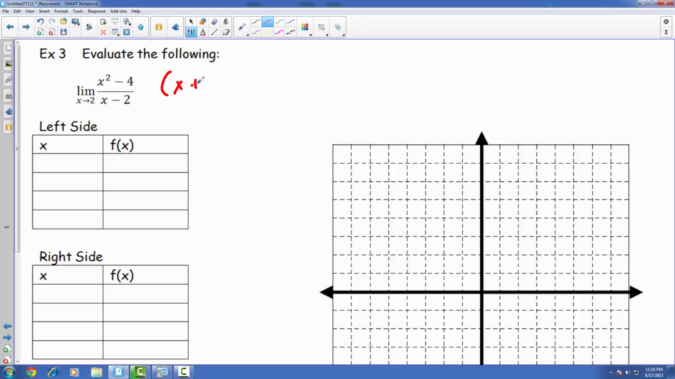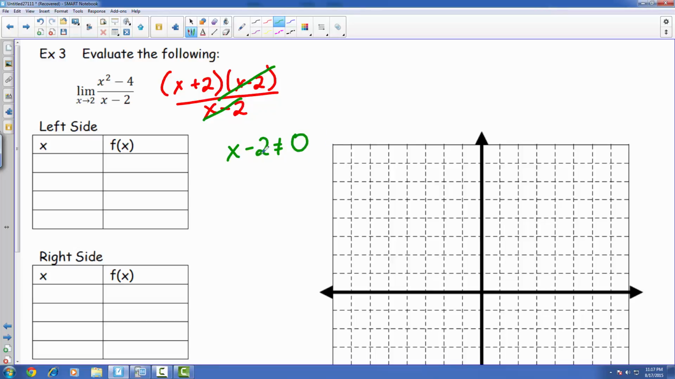So we end up with x plus 2 times x minus 2, and on the bottom, we end up with x minus 2. As you can see, we have an x minus 2 on top and on bottom. Those will end up dropping out. And because something cancels like that, we should then see a hole. Again, you're just setting things up to figure out where that hole is.